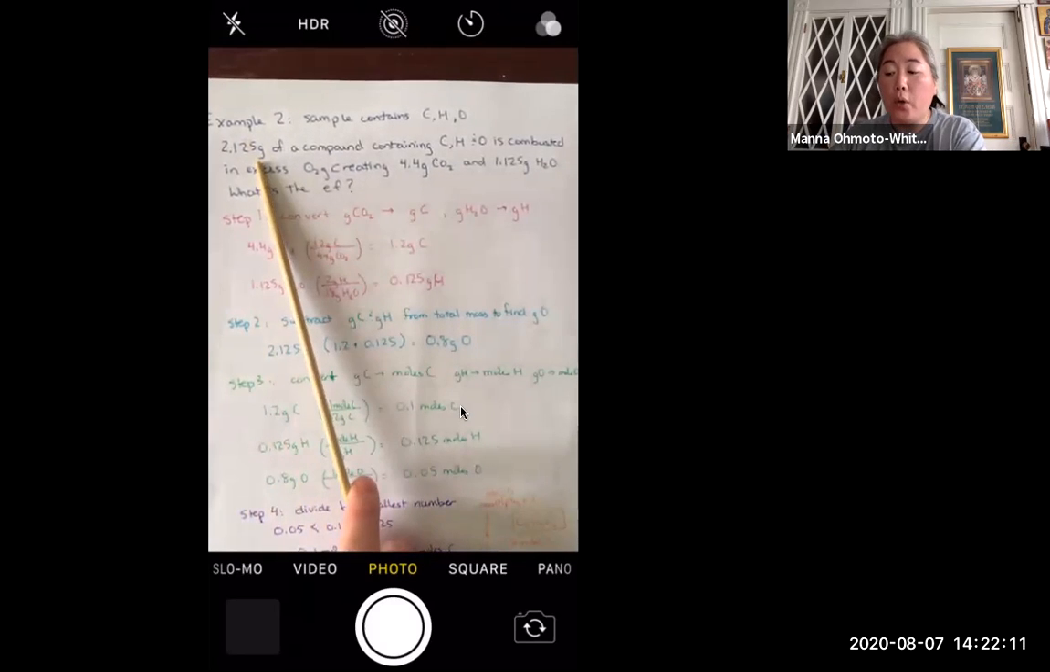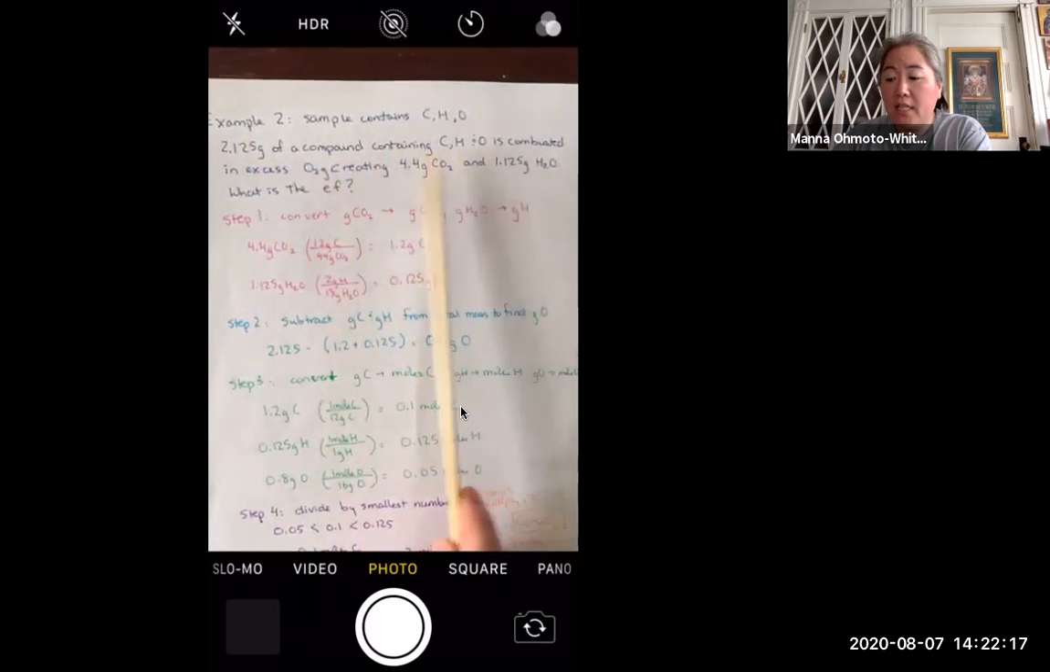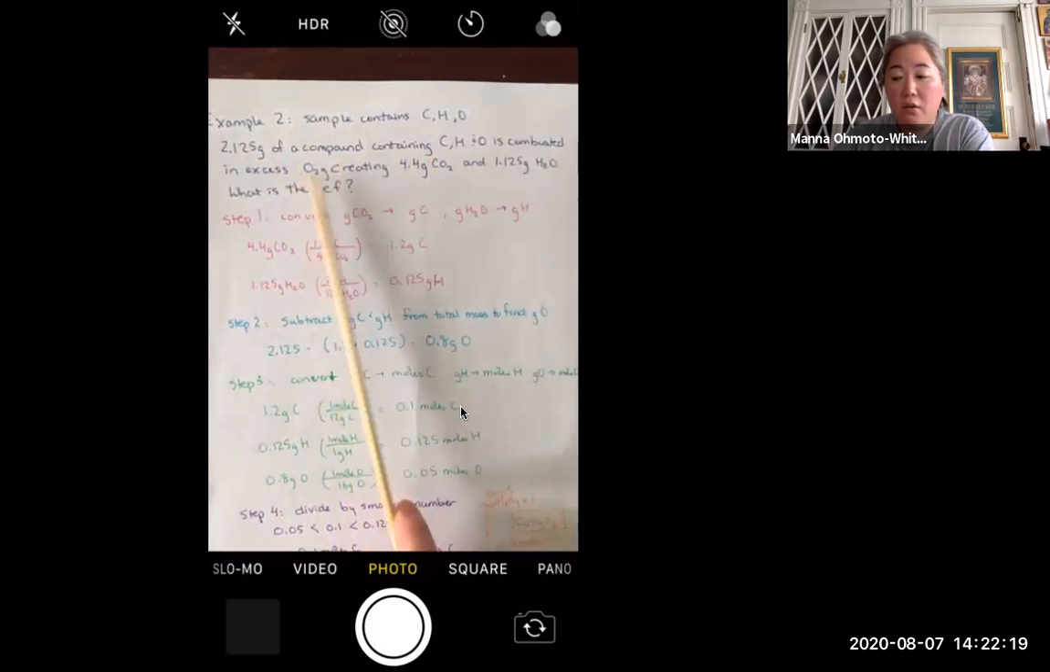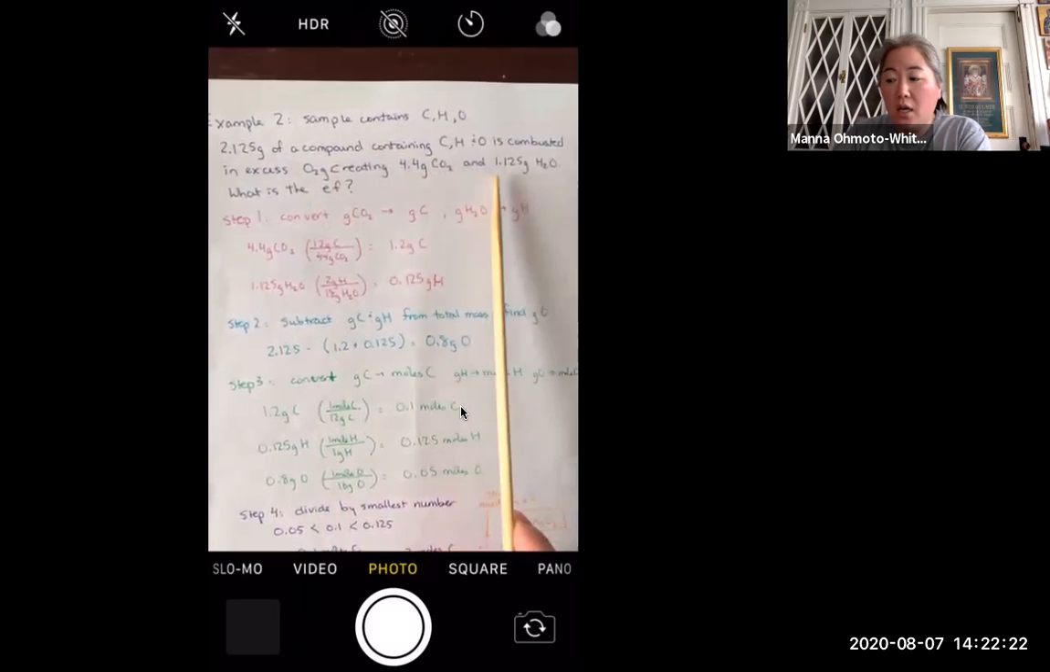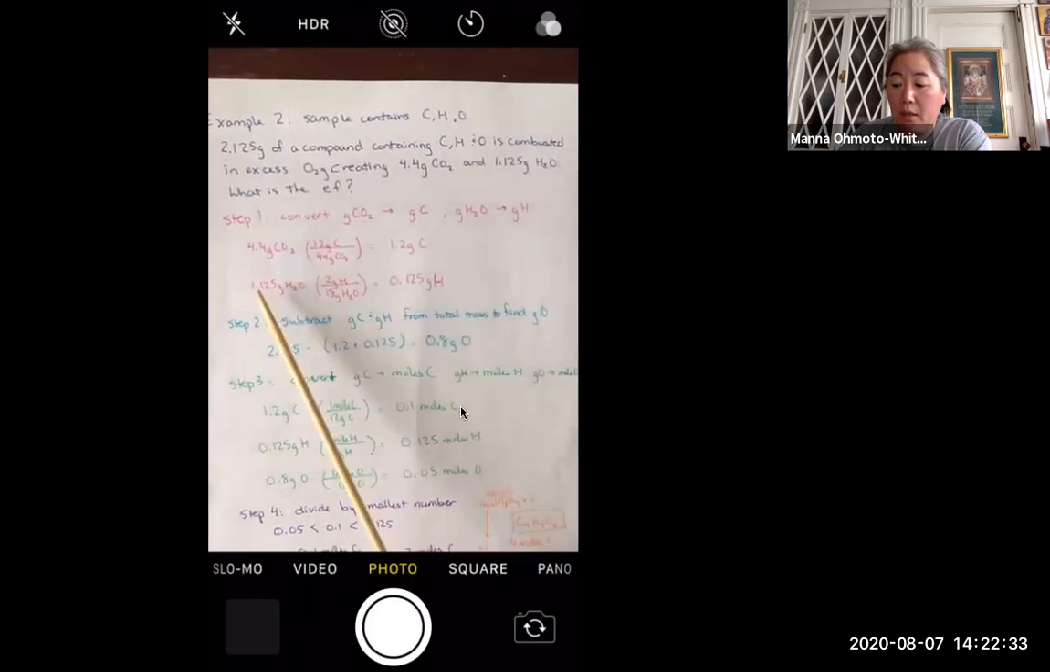So the example is 2.125 grams of a compound containing carbon, hydrogen, and oxygen is combusted in excess oxygen gas, creating 4.4 grams of carbon dioxide and 1.125 grams of water. What is the empirical formula? First step, I convert grams of carbon dioxide to grams of carbon and grams of water to grams of hydrogen. I'm really just using percent composition here. There's 12 grams of carbon in 44 grams of carbon dioxide and 2 grams of hydrogen in 18 grams of water. So I get 1.2 grams of carbon and 0.125 grams of hydrogen.